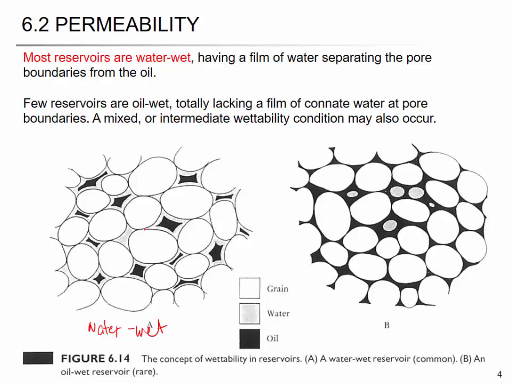And in some cases the grains are coated by oil. It's an oil wet condition. So in this case, you see the black color means the oil. So the oil is covering and enveloping the grains, and you have a cone of water just in the middle of the pore. So this situation is called the water wet, and this situation is called the oil wet.